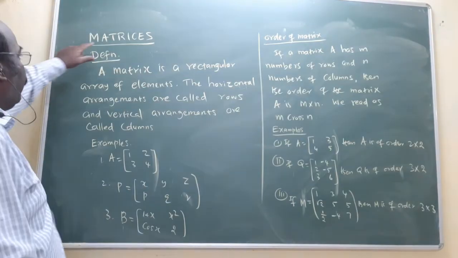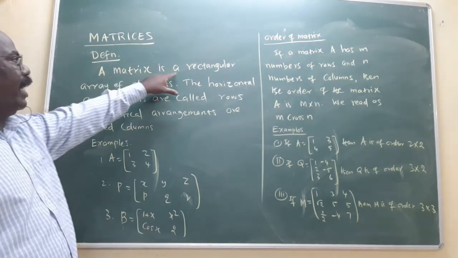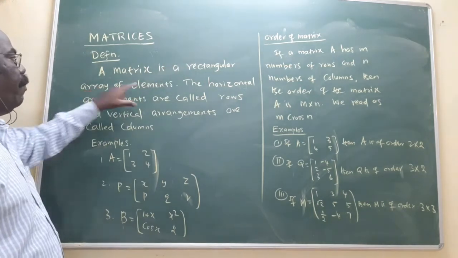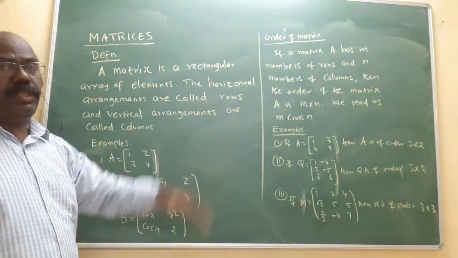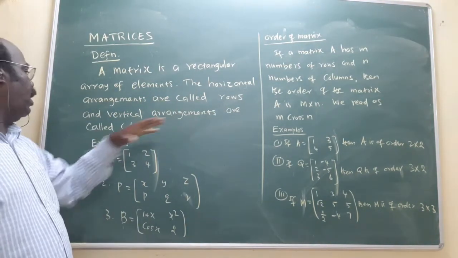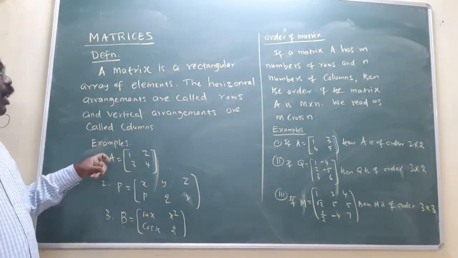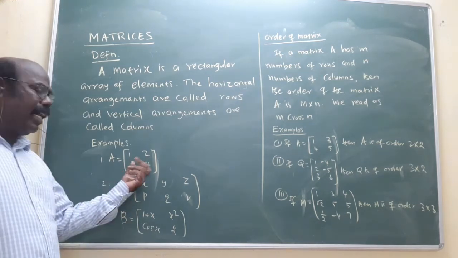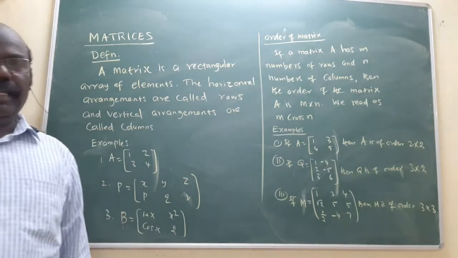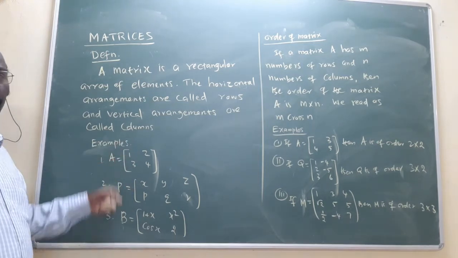The next concept, matrices. Definition: a matrix is a rectangular array of elements. The horizontal arrangements are called rows. Vertical arrangements are called columns. For example, this is a matrix. A matrix is always denoted by capital letters. The inside elements may be whatever: negative number, positive number, root number, alphabets, that is not a matter. But it is denoted by capital A, capital B, P, Q, etc.